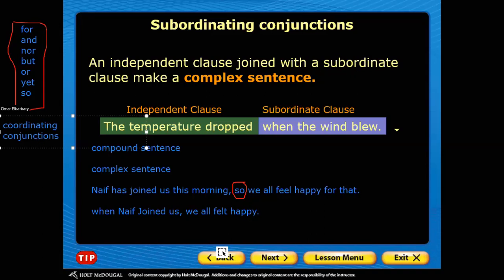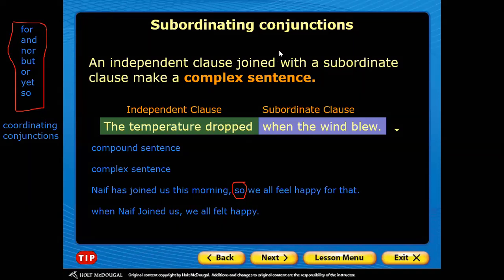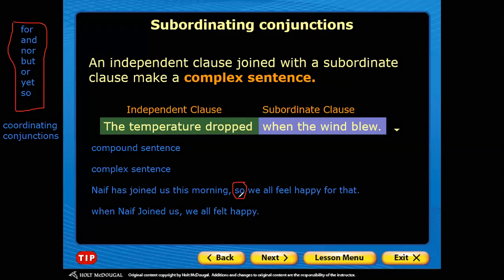Why is it called a coordinating conjunction? Mu'taz, sorry Yahya, I'm going to get back to you. Mu'taz, can you tell us why we call this a coordinating conjunction?